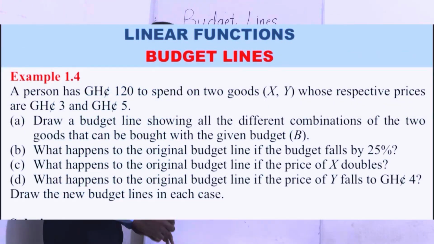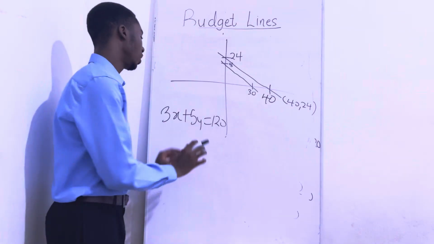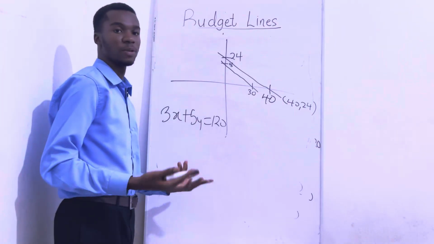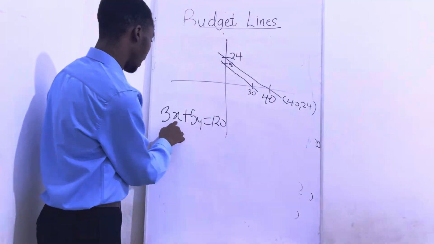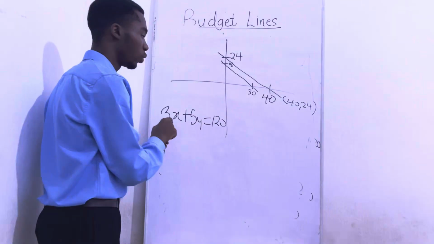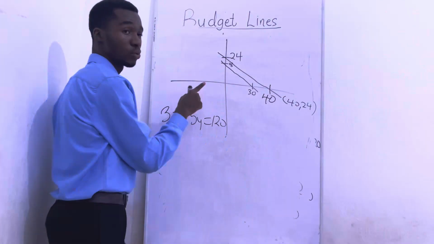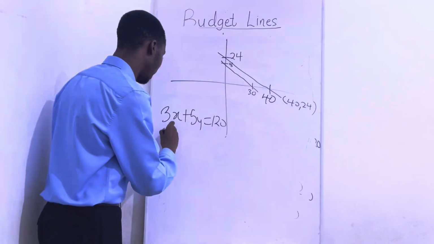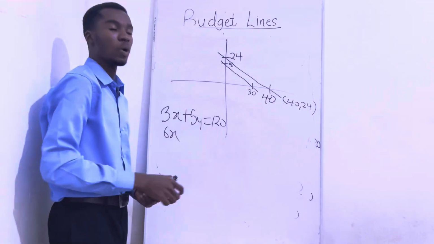The C says what happens to the original budget line if the price of X doubles. Now, this is the original budget line. So if the price of X doubles, what does it mean? This is X, so this is the price of X. So it means it's now going to be 3 times 2, so it's going to be 6X. The old one was 3X.